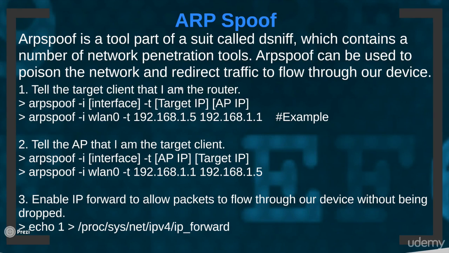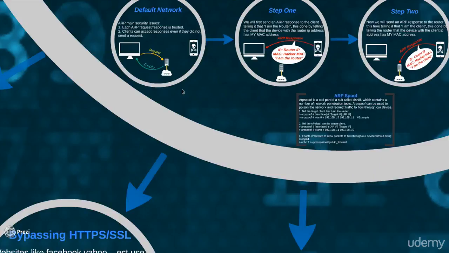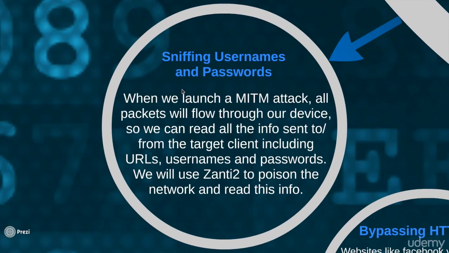Now that we know how to do ARP spoofing and become the man in the middle using ARP spoof, we're actually not going to use it anymore. As I said, we're going to use a tool called Zanti2. We've actually used this before to discover all the connected devices. We're going to see now how to use it to do man in the middle attacks using ARP poisoning.